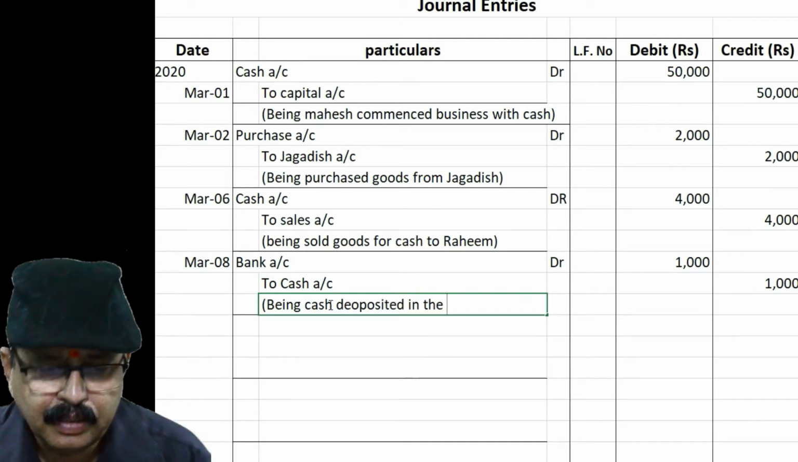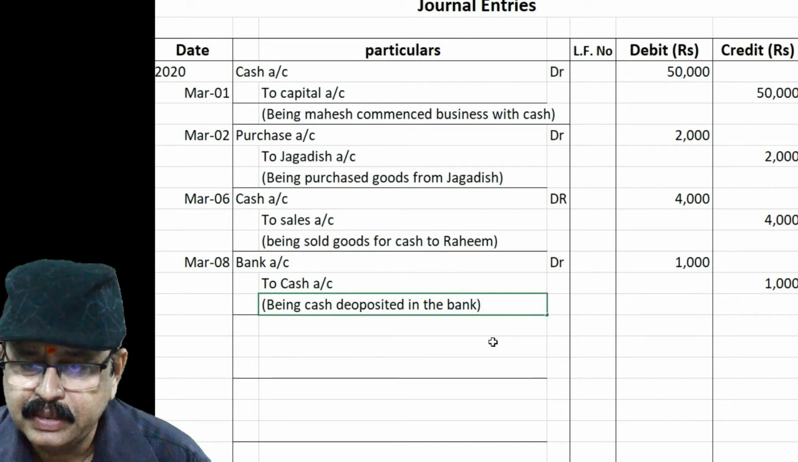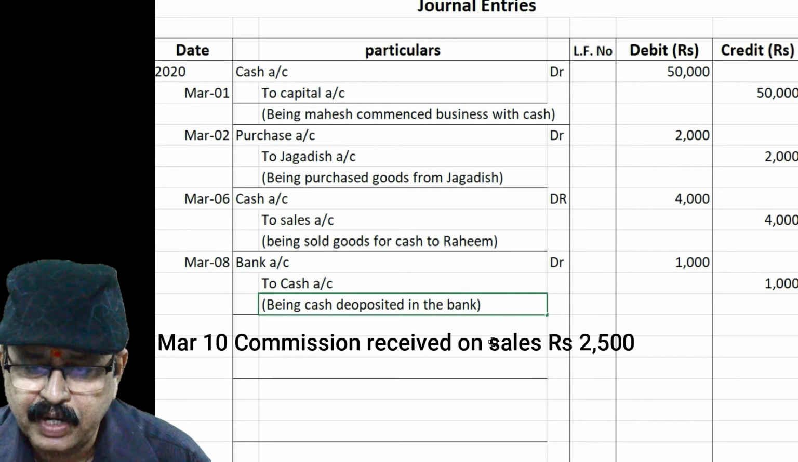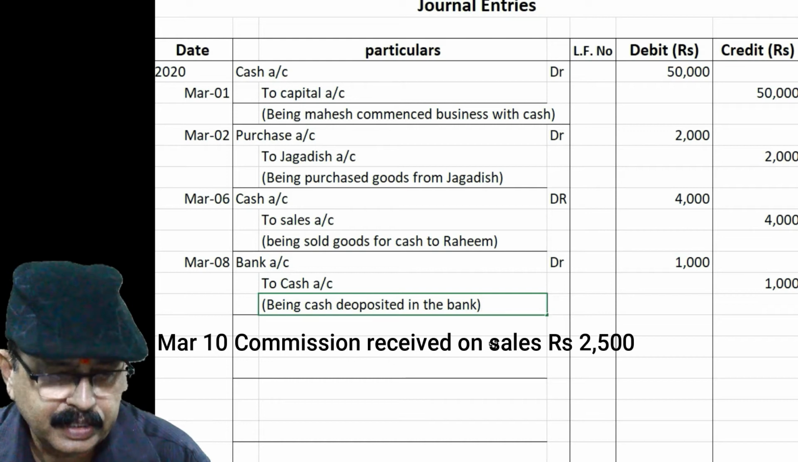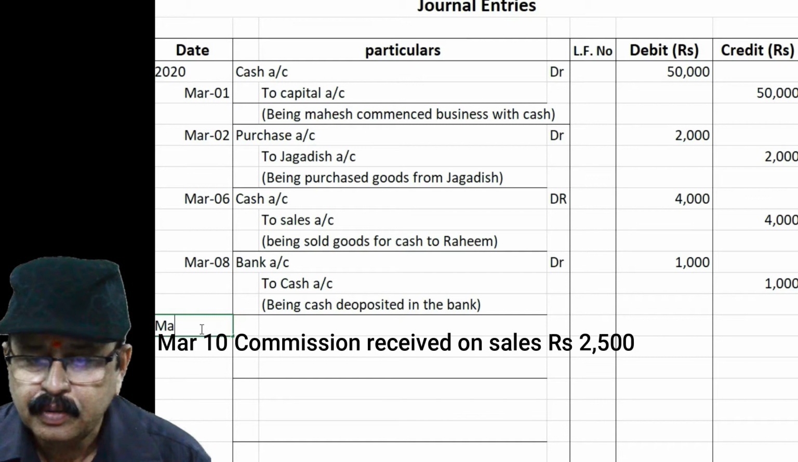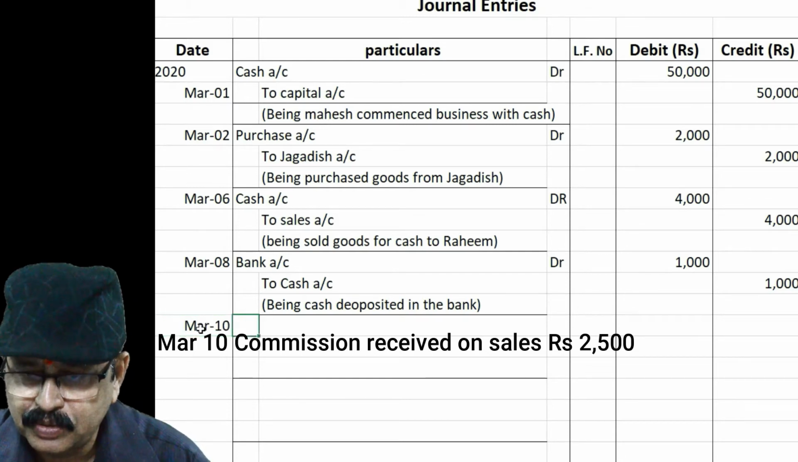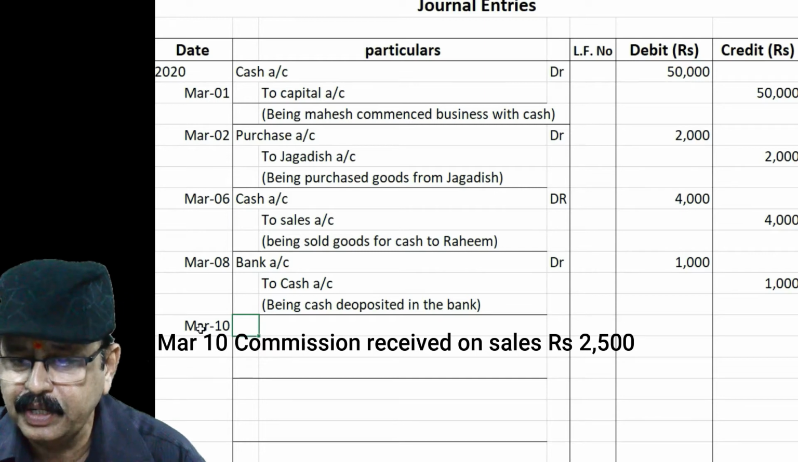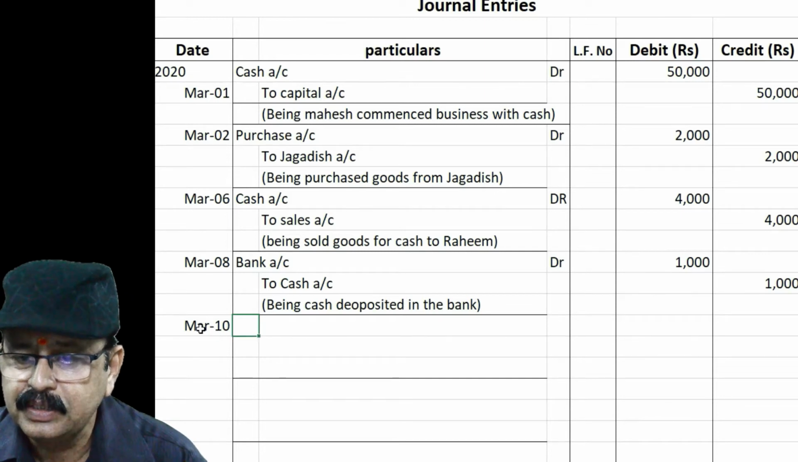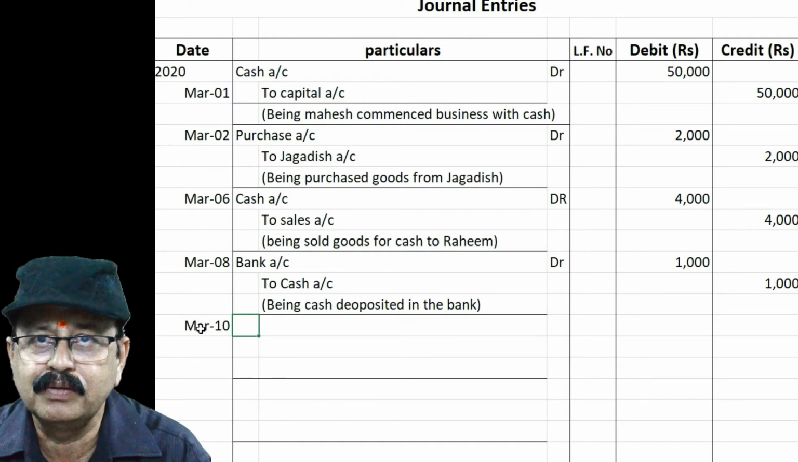Bracket close. Again we should write one line here. Finish. Then March 10th, commission received on sales 2500. So the date is March 10th. When we are receiving commission, it is an income, so it should be credited. We are receiving commission in the form of cash. Cash is coming in, so debit. So cash account debit to commission account.